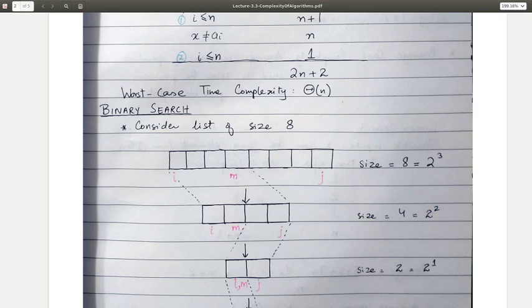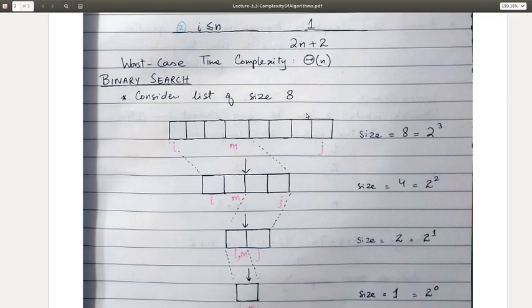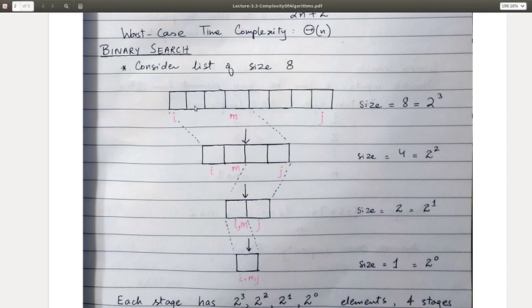Okay, so for the binary search algorithm, this is what we do. Let's consider a list of size 8. Okay, so how does binary search work? If you recall, what binary search does is the following. It takes a list, it sets i and j at the start and at the end of the list that is under consideration. It then finds the middle value.